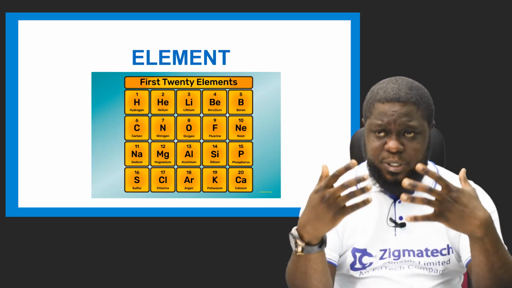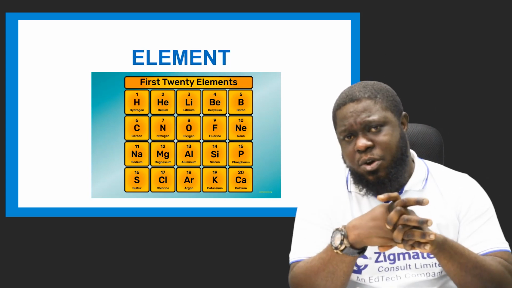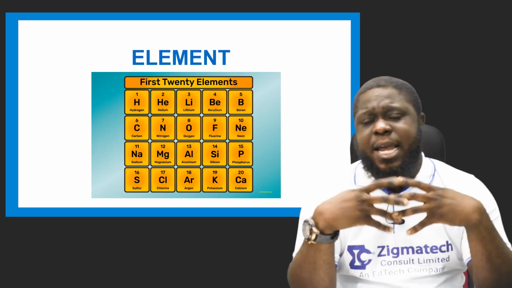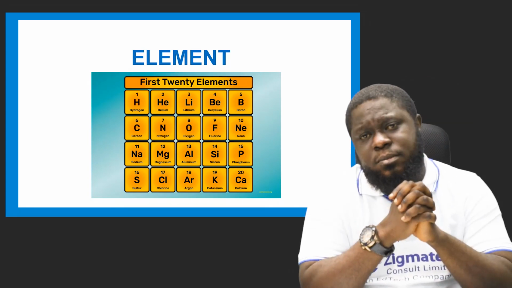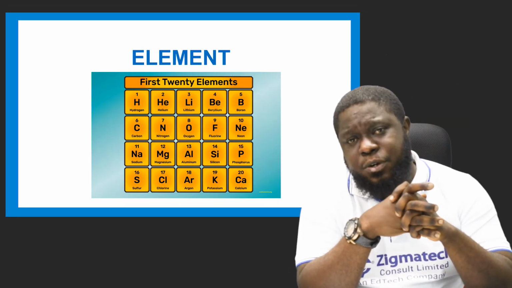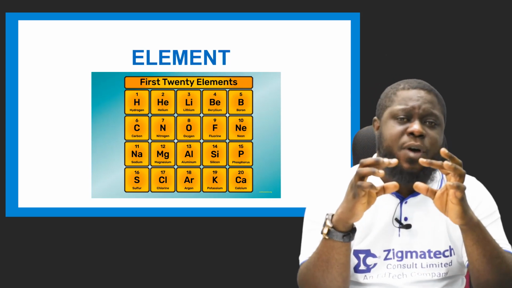Now, this H you see is the chemical symbol, their chemical formula. A chemical formula is a representation of elements with symbols. That H there is the symbol of hydrogen. In essence, it is the chemical formula for hydrogen.